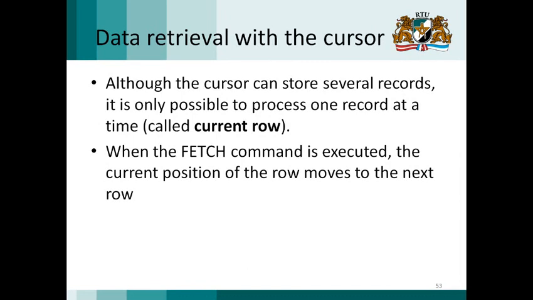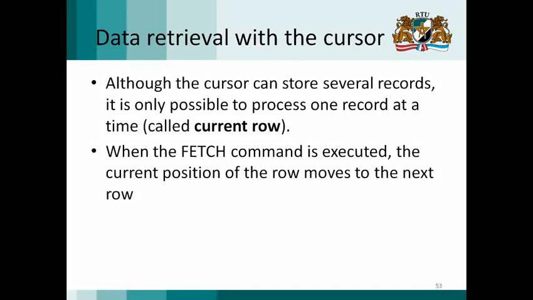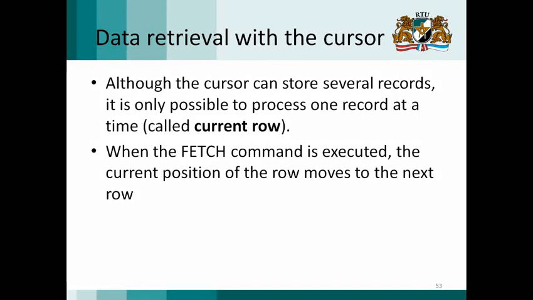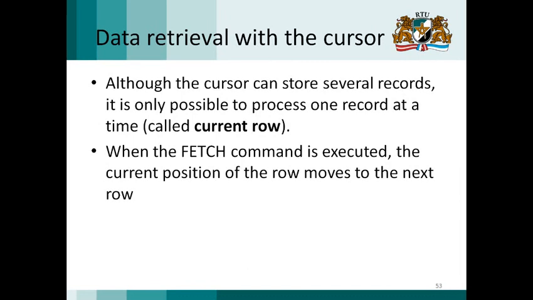While we are here, we cannot access row 2, 3, or 4. We can only access the row, for example, 1. And to move through these rows, to process all the rows of the cursor, we use the command fetch. When we execute the command fetch, the current position of the row moves to the next row.